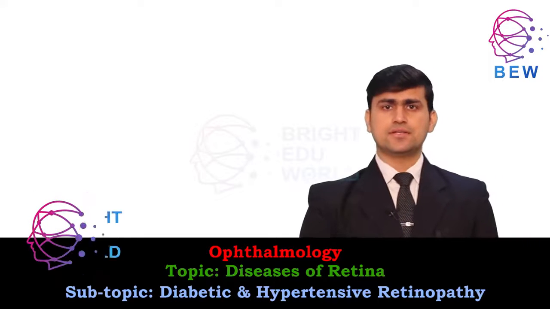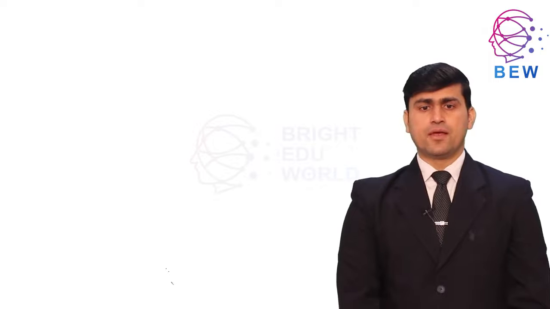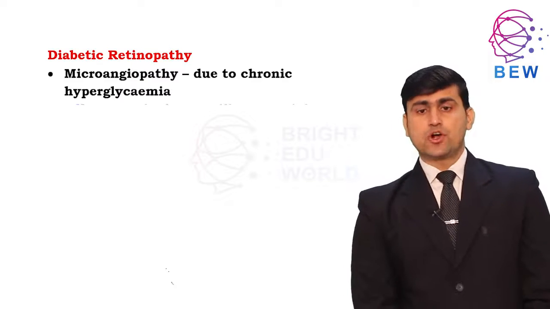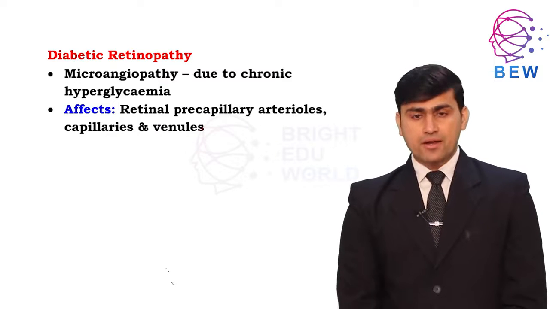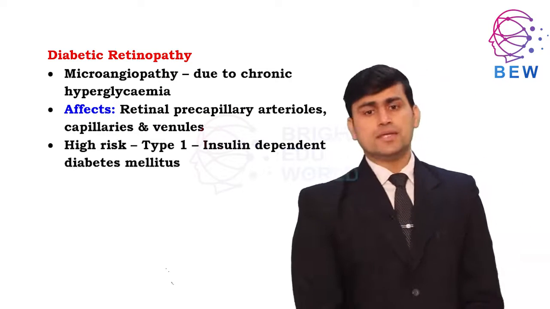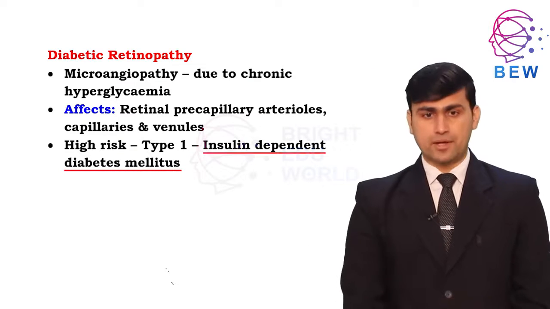Hello friends, in this lecture we'll be discussing diabetic and hypertensive retinopathy. So what is diabetic retinopathy? It's a microangiopathy caused by chronic hyperglycemia affecting the retinal precapillary arterioles, capillaries and venules. Risk of diabetic retinopathy is higher in patients with type 1, that is insulin dependent diabetes mellitus.